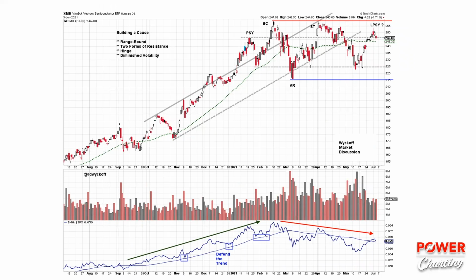Here is what potentially could be a reaccumulation type structure. You can see the relative strength. We're going to talk about relative strength and campaigning in a future episode, but now you can see the relative strength is waning, which is not uncommon in reaccumulation.